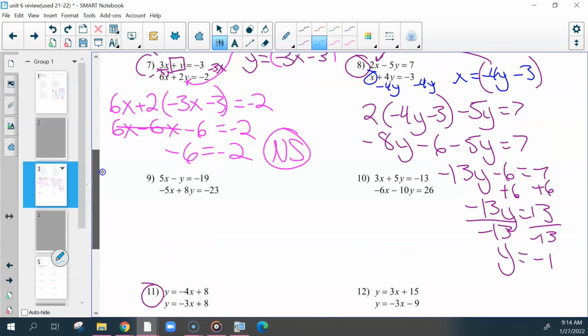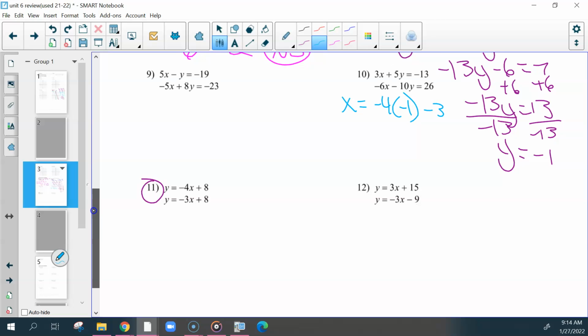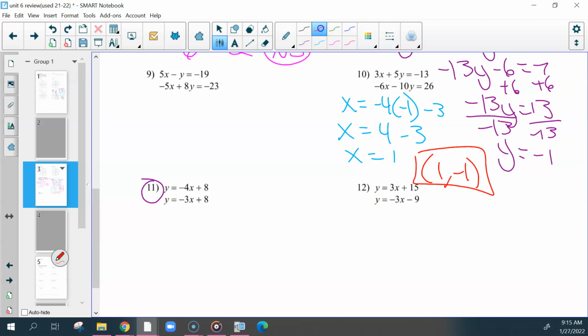Right, so now that we have y, we're going to go back and figure out what our x is. We're going to put negative 1 into this equation. You can put it into any of these three, but I'm going to use this one. So we would get x equals 4 minus 3, or x equals 1. And then because this is one solution, we have to write it as an ordered pair. So 1, negative 1 would be our final answer.